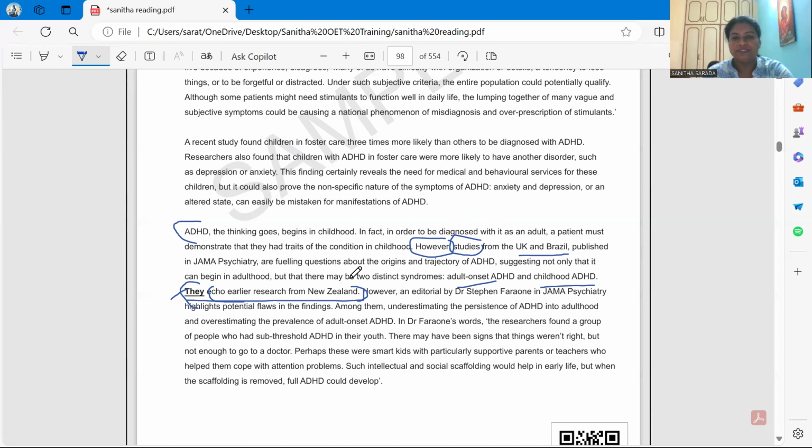"Published in JAMA Psychiatry are fueling questions about the origins and trajectory of ADHD, suggesting not only that it can begin in adulthood, but that there may be two distinct syndromes." What are the syndromes? These are the conditions: adult-onset ADHD and childhood ADHD. What is the plural noun being discussed here? The first plural noun is here. That is "studies". Got it? Simply, we can find the answer in this type of question. The plural noun being discussed here is "studies".